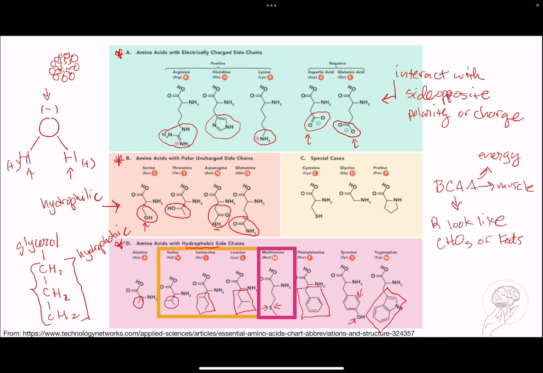Methionine is also important because methionine is critical for the SAM-SAH pathway. And you may remember from biochem or something like that, the SAM-SAH pathway is going to be important for DNA methylation. And it depends on folate, B12, and B6.